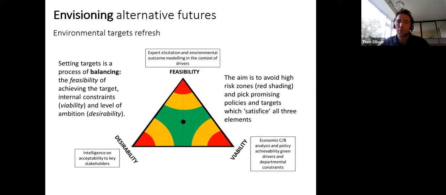So the approach we're taking, I guess, is still in design, but it's trying to balance these poles of feasibility, which is I guess the scientific feasibility of delivering a target, a certain level of air quality or biodiversity restoration, in the context of those changing drivers.